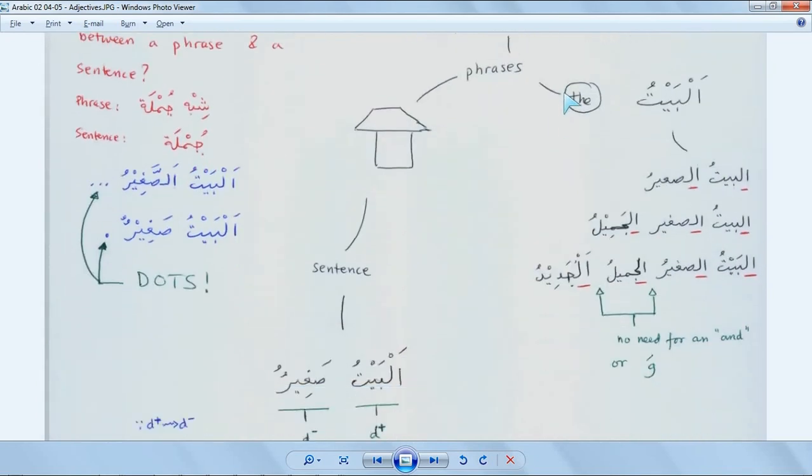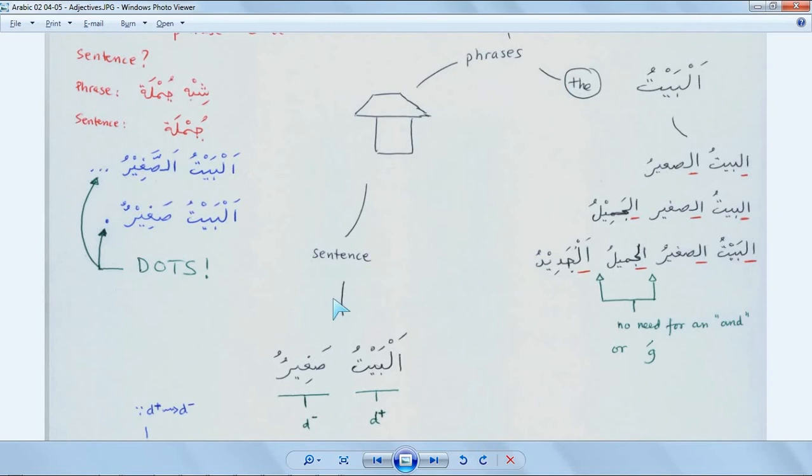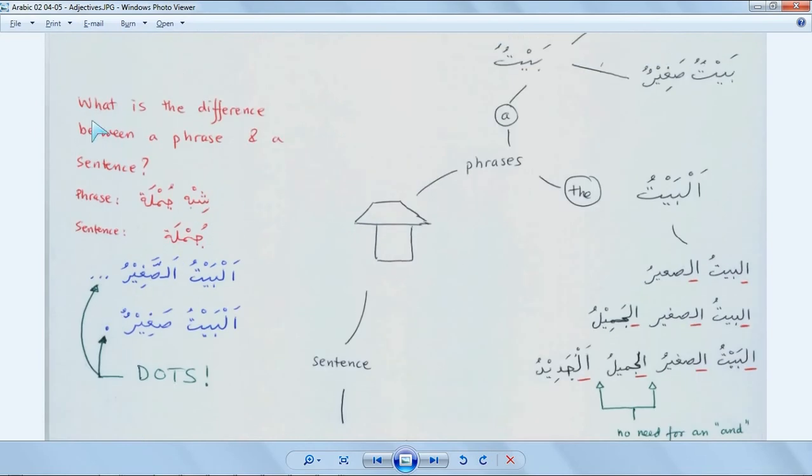But what happens if it's a sentence? So Nahmad and Haywood jump into the concept of sentences and don't really explain the difference between a sentence and a phrase. So I've just done that bit here. What is the difference between a phrase and a sentence? A phrase in Arabic is known as shibhu jumla, a bit, something that resembles a sentence, whereas a sentence is a jumla, a proper sentence. And essentially you can summarize it with one word, dots.